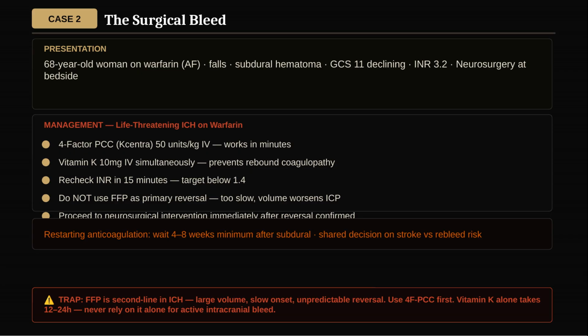Do not give FFP as the primary reversal in intracranial hemorrhage. It takes too long, and the volume load worsens intracranial pressure. The trap: once reversed and the acute crisis is managed, you will need to decide when to restart anticoagulation. For subdural hematoma in atrial fibrillation, most guidelines suggest 4 to 8 weeks minimum before restarting, with shared decision-making on stroke versus rebleed risk.